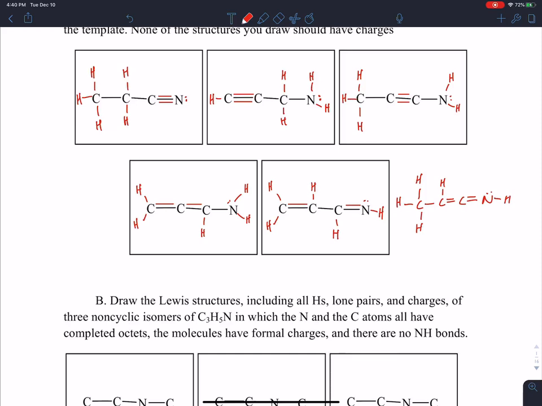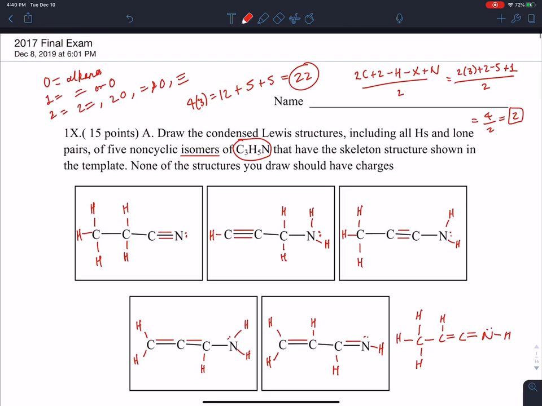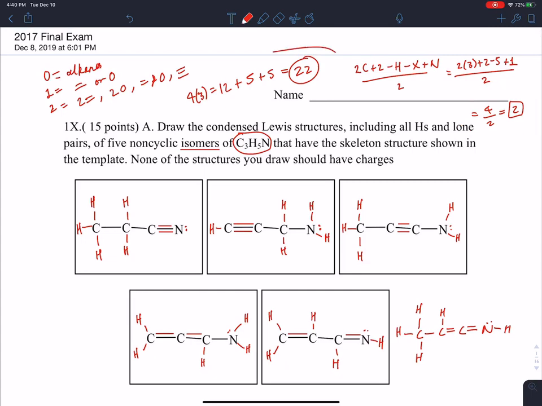So if you made any of those, you're good to go. Just remember to do your degrees of unsaturation or do the total number of electrons and you should be fine. I think the degrees of unsaturation is easier personally.